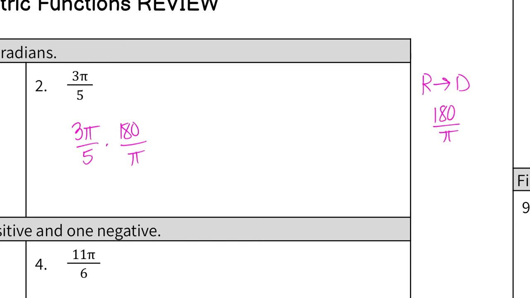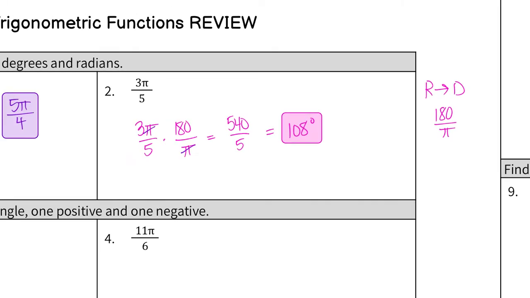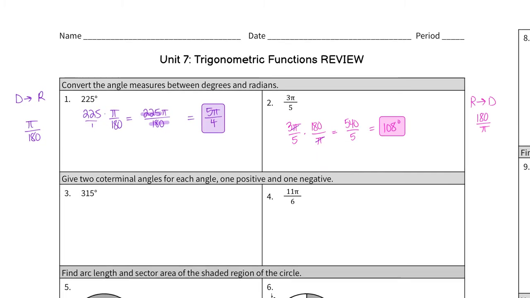Automatically, you should hopefully see that since there's a pi on the top and the bottom, we can cancel that out. Then you can just multiply like normal. 3 times 180 is 540. And then at the bottom, I still have my 5. So we can simplify that even more. And that ends up being 108. So 108 degrees. Okay, so that is our degree and radian conversions.